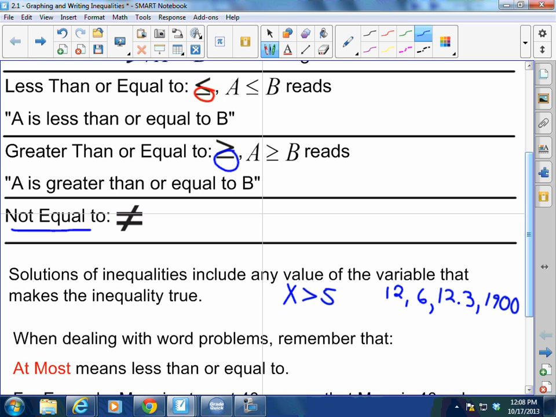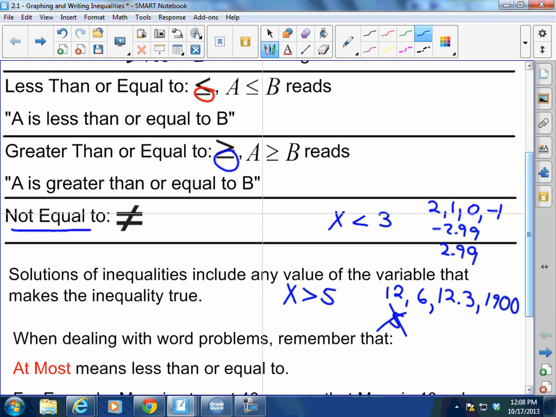What about 5 itself? Can 5 be a solution? No, sir. Good job. 5.1, yes. 5.000001, yes. But it cannot be 5. It must be larger than 5. What if I said to you x is less than 3? What are some possible solutions here? 2, 1, 0, negative 1, negative 2.99, 2.99. Yes, excellent. Does that make sense, guys? So you can have an infinite number of solutions.